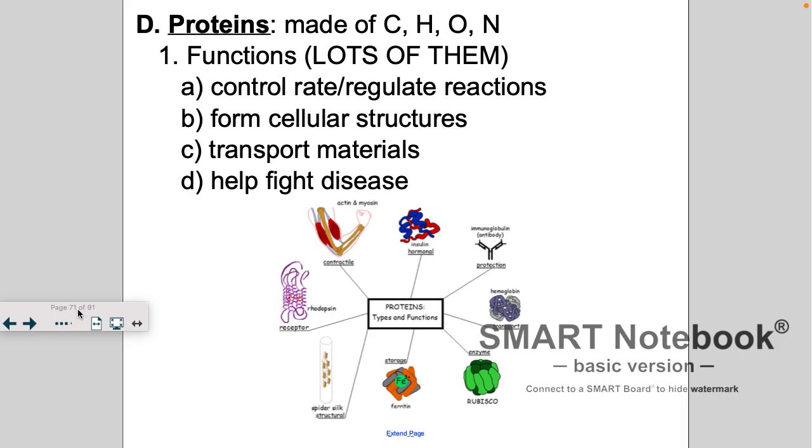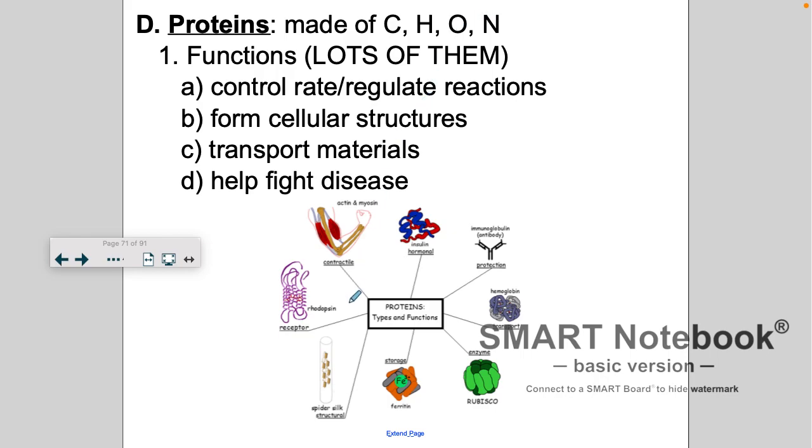The final macromolecule: proteins. It's made up of carbon, hydrogen, oxygen, and nitrogen. I would also like to throw in some sulfur, but we'll just leave it at CHON. The functions of proteins are numerous. They do everything when you really think about it.